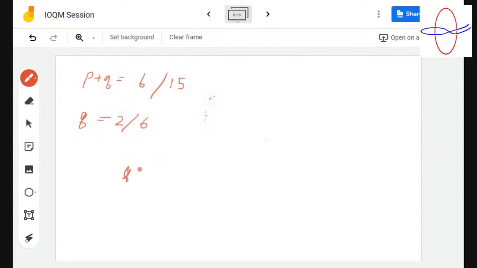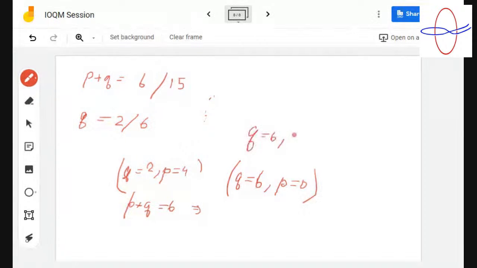So if q is equal to 2, p plus q is equal to 6, then p is equal to 4. So q equal to 2 and p equal to 4 is a solution. If q is equal to 2 and the sum is 15, it's not a solution. If q is equal to 6 and the sum is 6, then p is equal to 0. And another is q equal to 6 and p equal to 9. So these are the three possible solutions, guys. Is everyone understanding this, guys? Any doubts?